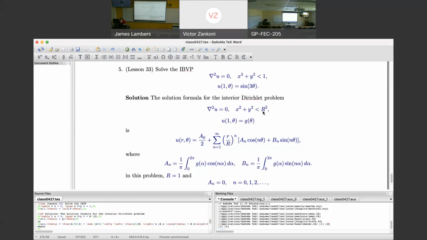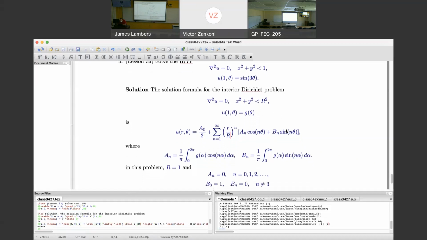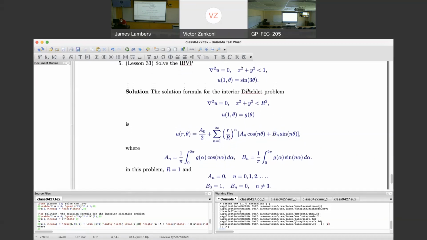So whatever radius you have here is in the denominator here, so little r over big R, raised to the nth power. And the coefficients, the a_n and b_n, come from the Fourier cosine and sine transforms of your boundary condition. Now in this case, the boundary data is sine 3 theta, so that means that by orthogonality, all the a's will be 0. b_3 will be equal to 1.